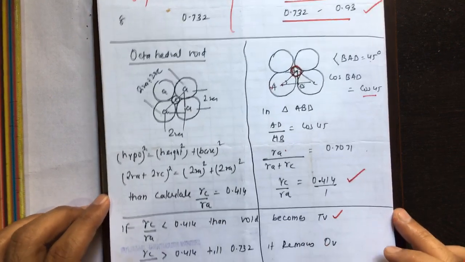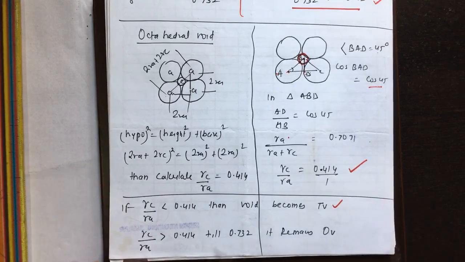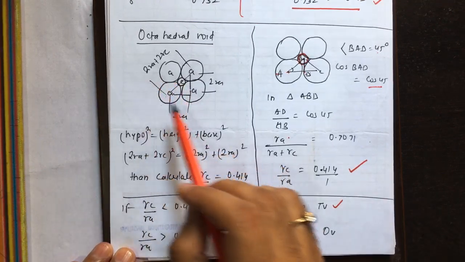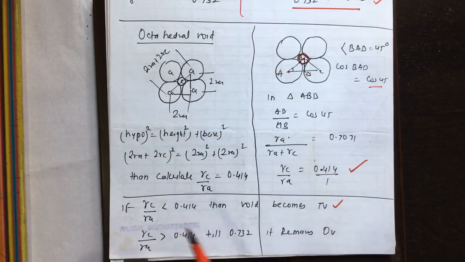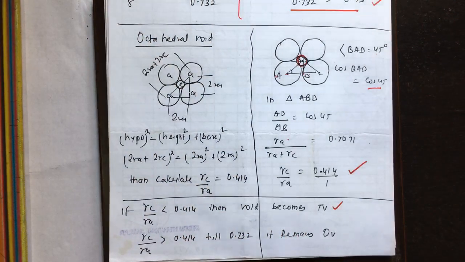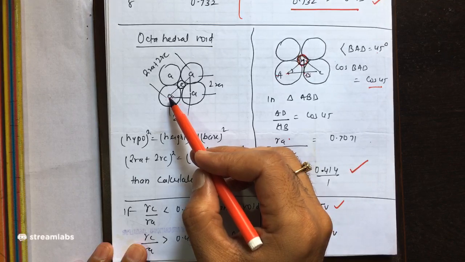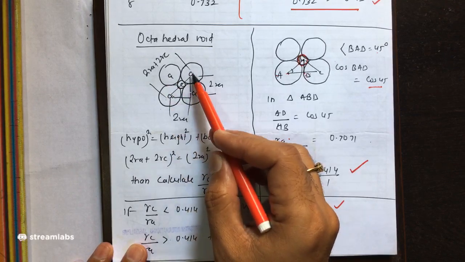We'll calculate one so that you can understand the mathematical part of it. There are four spheres and this is the cation fitted in here. We can show only four spheres because it is three-dimensional: one comes from the top and one from the downside. So this is anion, anion, anion, anion, and this is the cation. So this is R, and this is 2R.